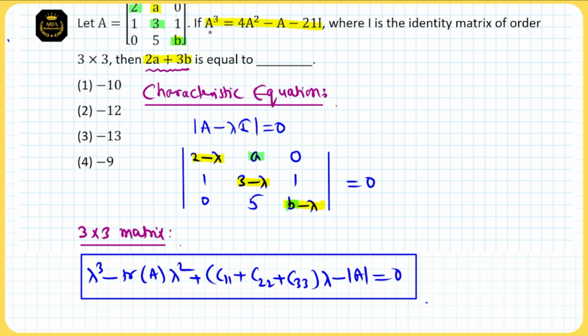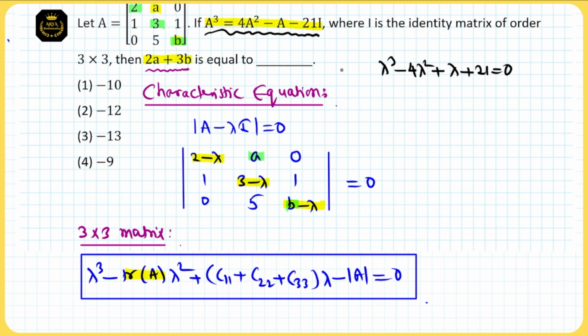So now this is the matrix equation. Therefore the characteristic equation should be lambda cube minus 4 lambda square plus lambda plus 21 equals 0. In fact, if I use the inverse of the Cayley-Hamilton theorem, then we should replace A with lambda. If I take everything on one side, lambda cube minus 4 lambda square plus lambda plus 21 will be 0.